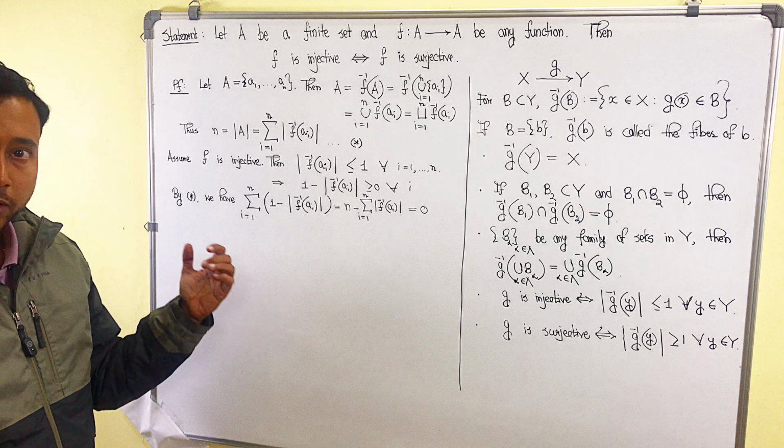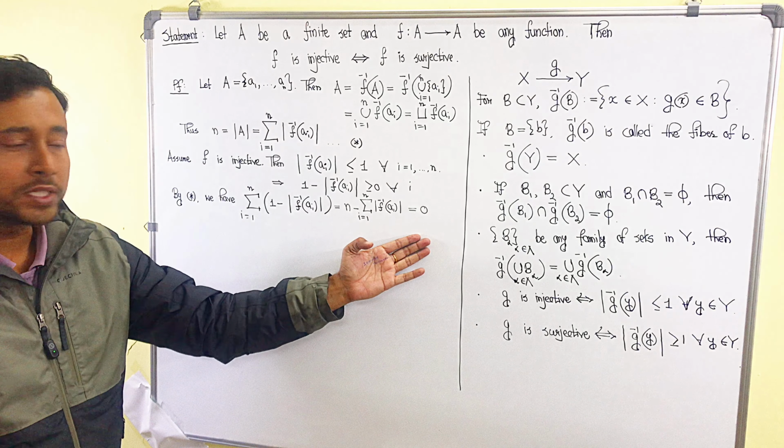So the sum of finitely many non-negative integers is 0, which means each one of them has to be 0.